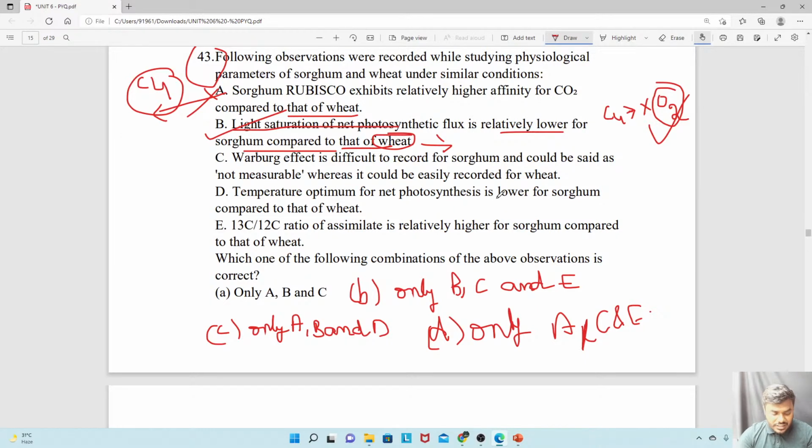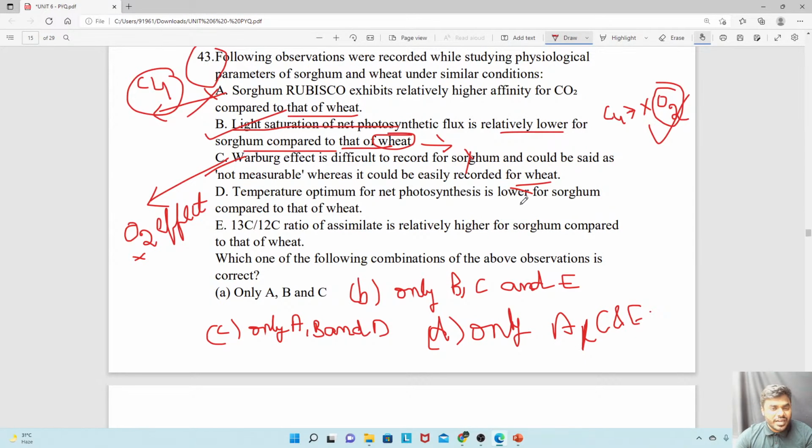First of all friends, kindly don't get confused with this particular Warburg effect. Warburg effect is basically used to understand the oxygen effect only. Correct? Now you all know that in the C4 plant sorghum, there is no fixation of oxygen. If there is no fixation of oxygen, then how can we study the oxygen effect? Not possible. But in the C3 plant, oxygen fixation is possible. Then we can study. B is right, C is right.